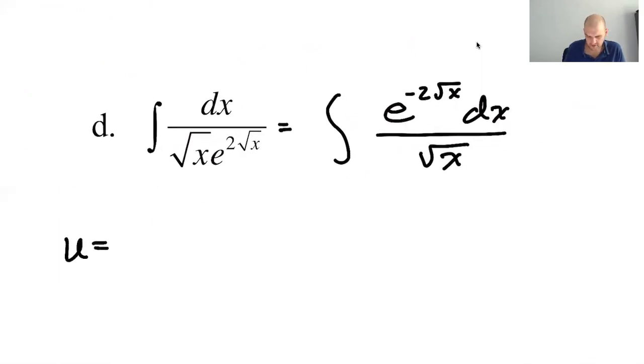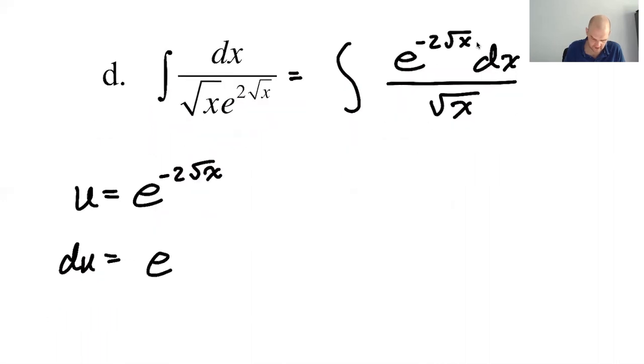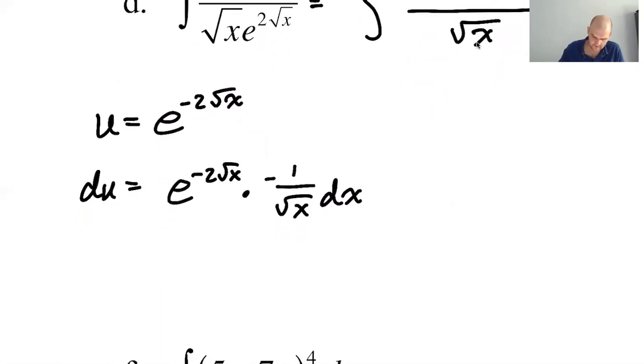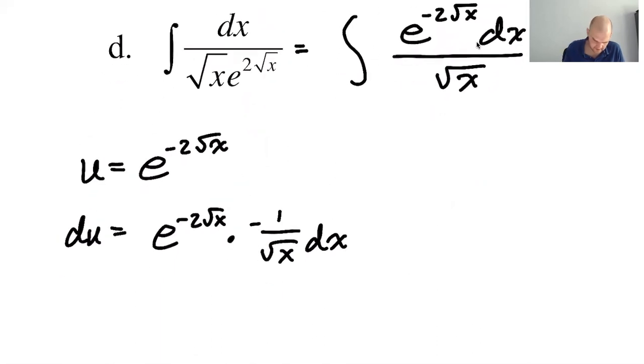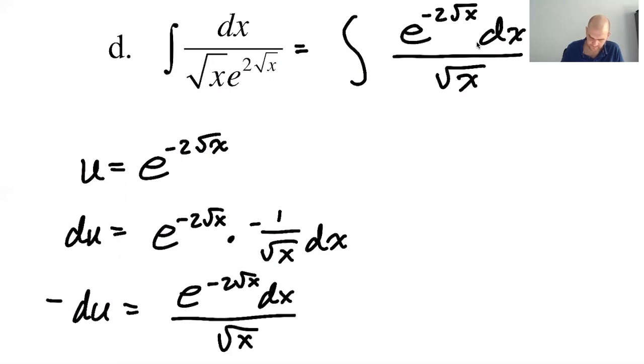So this one, I could probably do in my head, but I'm just going to end up guessing and checking. And so I thought it'd be better to actually do the work. So this is going to be e to the -2 root x times the derivative of -2 root x. -2x to the 1/2. -2 times 1/2 is -1, x to the -1/2, so -1 over root x dx. And then we got to balance a little bit, so I think we can just bring the negative over. Negative du, e to the -2 root x dx over root x.